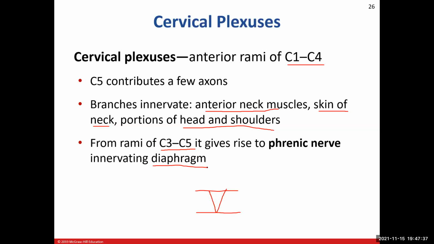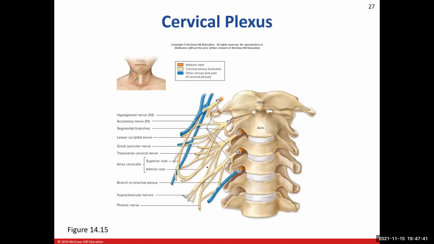And it's interesting because sometimes if the phrenic nerve is irritated, it can give you hiccups. Those hiccups will be a result of that diaphragm malfunctioning and causing that sensation.